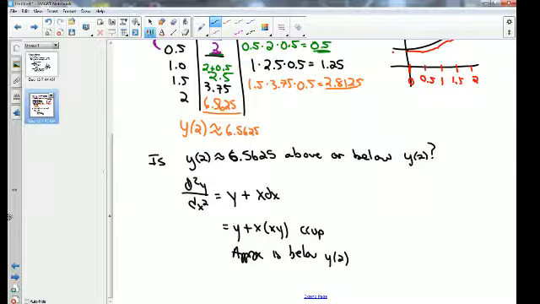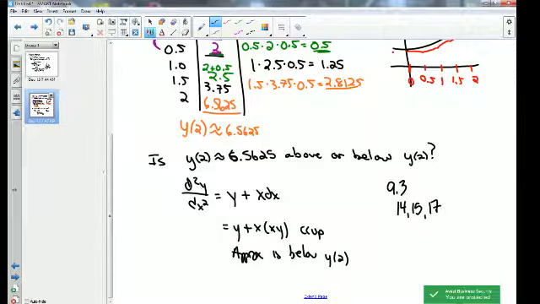All right, that's Euler's method. Questions? No? I think I have 3 problems for you from the book. Yeah, 14, 15, and 17 from 9.3. Is that nothing? Boom.